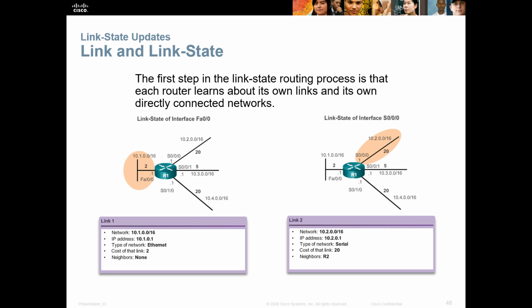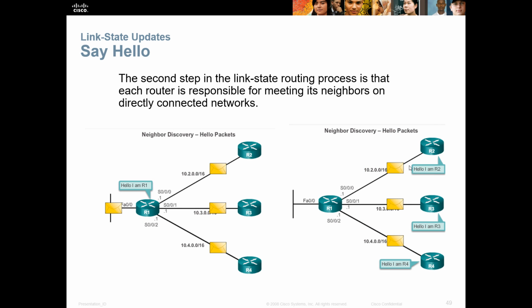So again, the first step in the link state routing process is it will actually broadcast all of its links to its neighbors. It will say I am router 1, and it will send the networks it knows to all of the appropriate neighbors, so that all of them get the appropriate hello messages, and they will all respond.